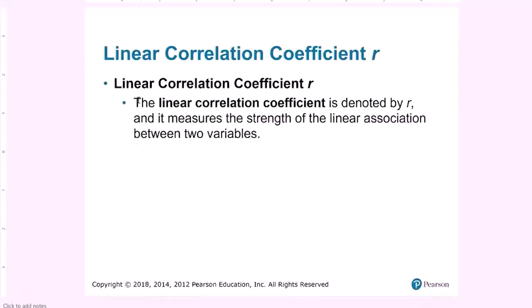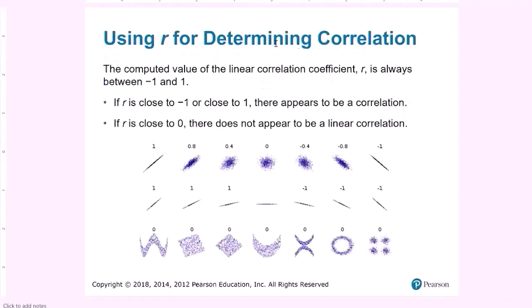And now we're going to talk about a linear correlation coefficient. This linear correlation coefficient is sometimes called small or large r, and it measures the strength of the linear association between two variables using r for determining correlation. The computed value of the linear correlation coefficient r is always between -1 and +1. If r is close to -1 or close to +1, there appears to be a correlation.